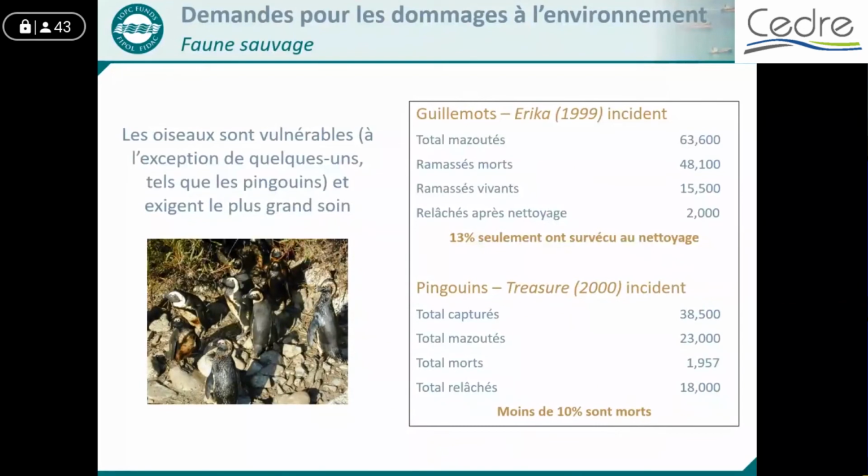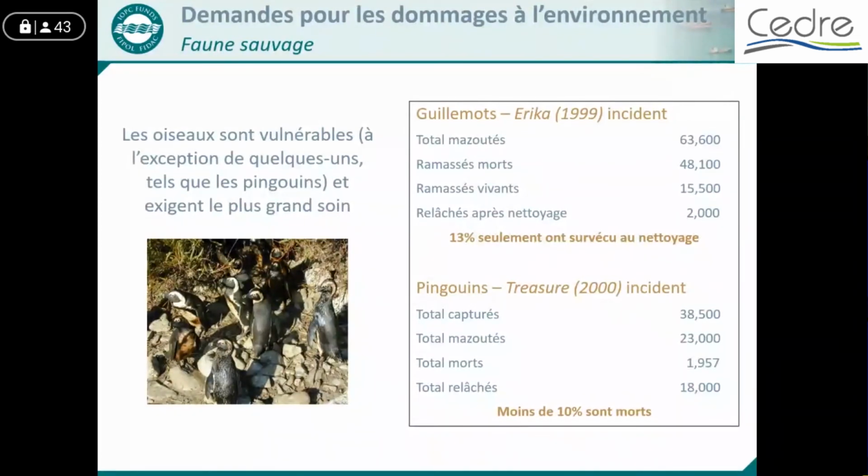There's also the question of comparison between one species and another, one individual and another. For some species, rehabilitation is quite straightforward. For others, it's far more complex. So there's a question of choices that need to be made and need to be discussed. So here it's just an example, not to talk about costs, but just some examples.